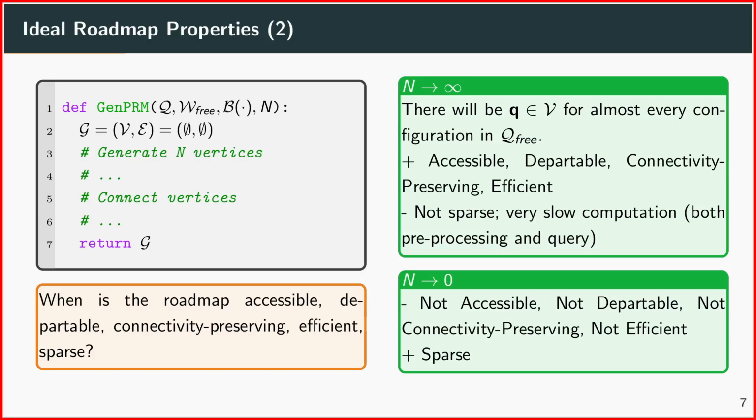Of course, if you have a lot of configurations, then this roadmap will not be sparse. And the computations on it will be very slow. This is true both for pre-processing, but also for querying. Running A star on a very, very dense roadmap will, of course, take a lot of time and will not be super efficient.